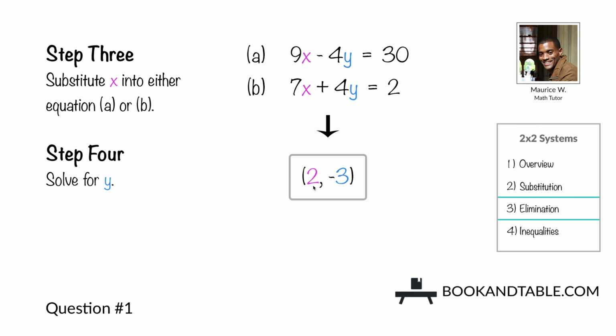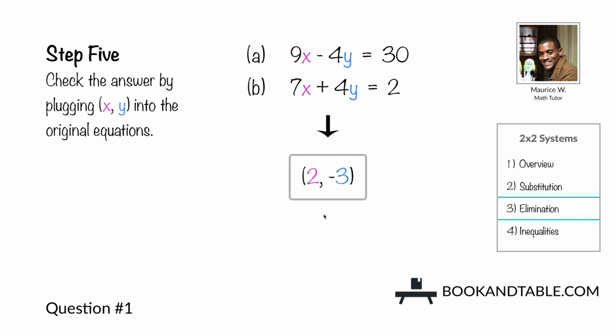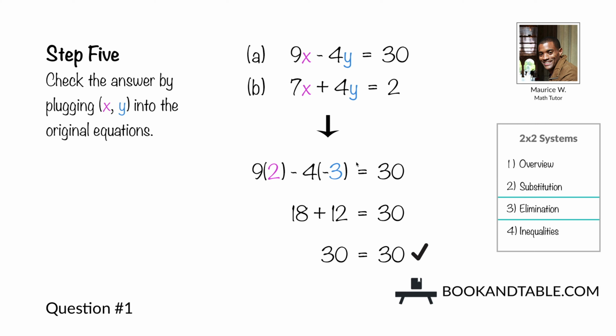So the solution to question number 1 is x is equal to 2 and y is equal to negative 3. And step 5, check the answer by plugging 2, negative 3 into the original equations to confirm that they work for both equations. So for equation A, 9 times 2 gives you 18, minus 4 times negative 3, which is positive 12. 18 plus 12 is equal to 30, and that's equal to 30. Confirming that for equation A, x does equal 2 and y does equal negative 3.